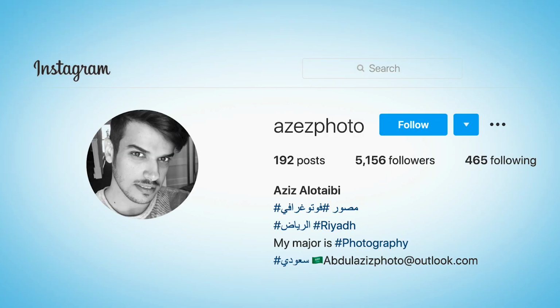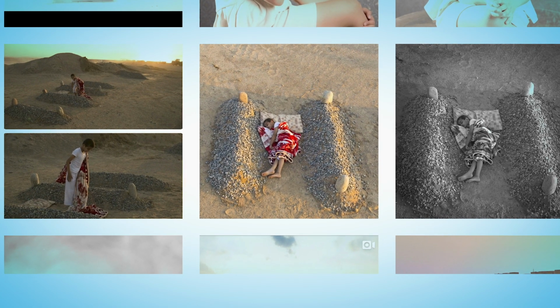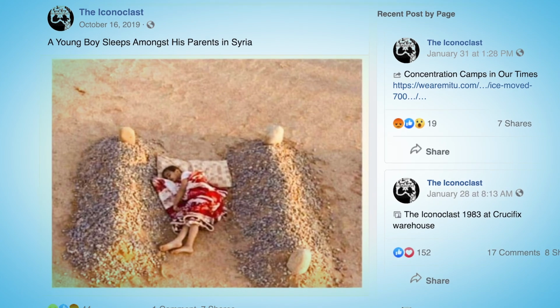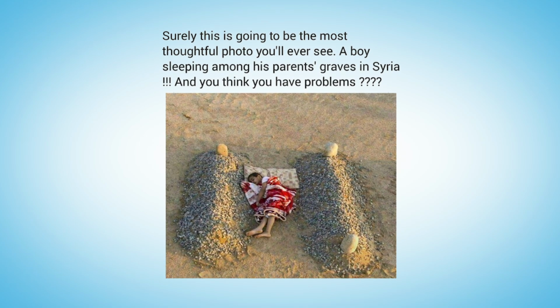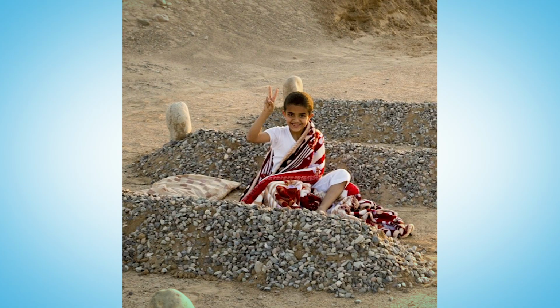Staging photos can have unintended consequences, as one Saudi photographer learned when he staged a photo of his nephew posing beside two fake graves, creating a deeply moving image and a creepy afternoon with Uncle Abdul. Somebody else took the image and posted it to social media in the West, claiming that this was a Syrian boy, not a Saudi boy, and he was by the grave of his dead parents.